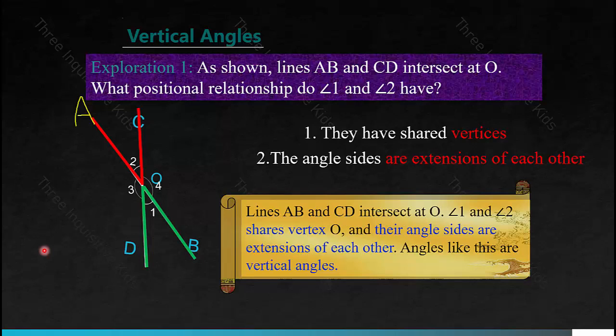Lines AB and CD intersect at point O. Angles 1 and 2 share vertex O, and their angle sides are extensions of each other. Angles like this are called vertical angles. So whenever you have two intersecting lines, the angles that they create on either side of the intersection point will be vertical angles.